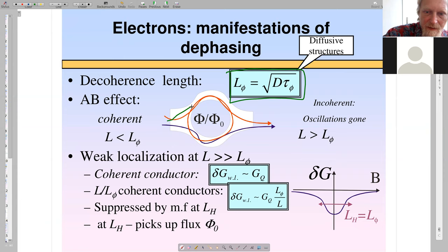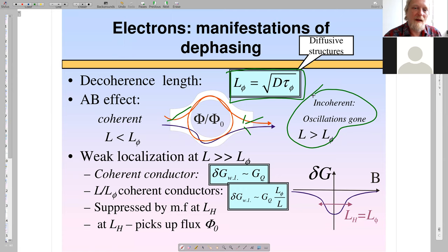We have the Aharonov-Bohm effect. We made a loop. So there can be interference of, for instance, this trajectory and this trajectory, which makes a loop inside some flux. Right, so what we expect, if the length of the structure is smaller than this L phi, there must be coherence of this oscillation, otherwise the coherence is gone. All right, this is a manifestation. We can make an Aharonov-Bohm effect structure and affect this length, for instance, by changing temperature. Tau phi depends on temperature, so the length is affected. And you see that oscillations will die if you increase temperature.